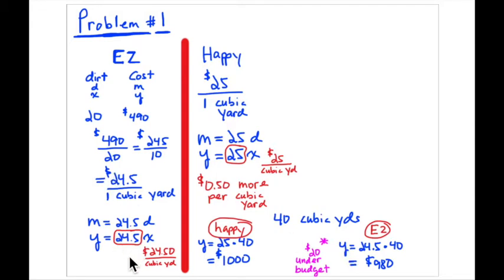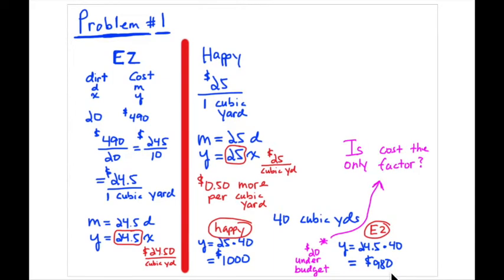It costs 50 cents less per cubic yard. So it's going to cost $24.50 times that 40 cubic yards. And so you're going to save $20. $980 is what it's going to cost. And so if your budget, you only have $1,000 to spend, which one are you going to choose? You're going to choose more than likely the Easy Hauling Company, if cost is the only factor.